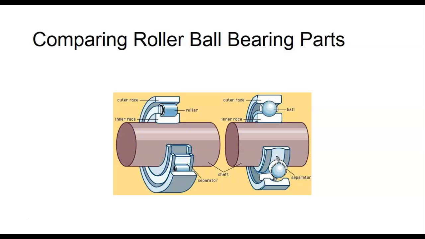Okay, we talked about the bearing parts. So basically, you still have the inner race and the outer race. But then on a roller bearing, you have a roller in there instead of a ball. Very simple, right? Everybody okay?